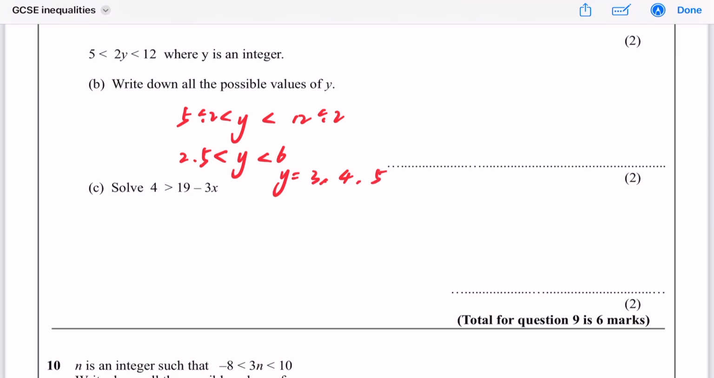For part C of the question, solve the inequality. Let's do the rearrangement, shall we? 4 plus 3x less than 19. 3x greater than 19 minus 4. 3x greater than 15. x is greater than 5. And that's the final answer for the question.